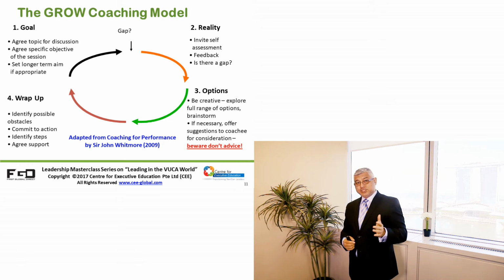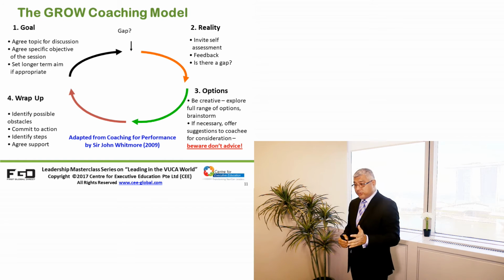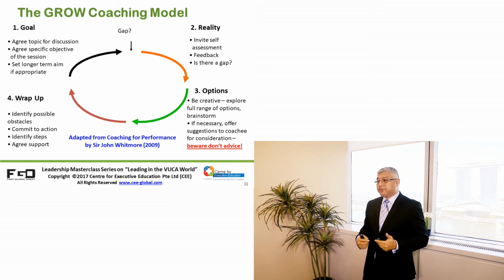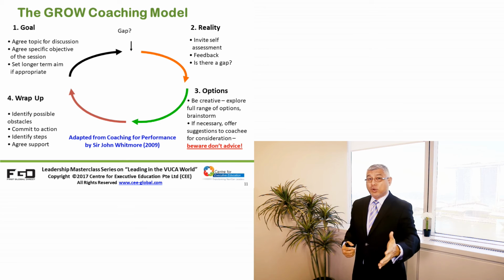Then the W, the last stage of the G.R.O.W, is the will, the way forward. Having the will, the ability, the desire to implement it. Get them to assess their willingness to be able to put this in place. How ready are they? Do they need support? Eliminate those barriers. What can you do to help them to move forward? When do you need to meet up again? When do you need to schedule a follow-up meeting?